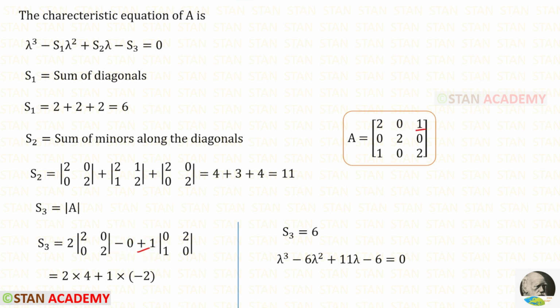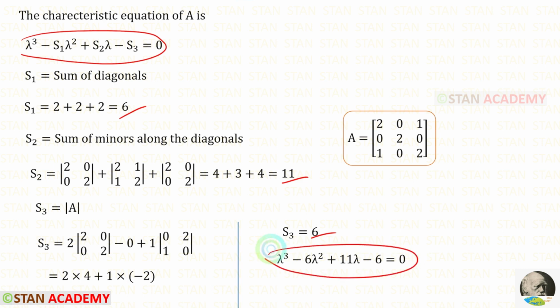1 into we have to cut the column and the row. The remaining is 0, 2, 1, 0. 2 into 2 it will be 4. 4 minus 0 it will be 4. So 2 into 4. 0 into 0 it will be 0 minus 1 into 2 it will be 2. 0 minus 2 it will be minus 2. For S3 we will get 6. In this equation let us apply the values of S1, S2 and S3 so that we will get this equation.